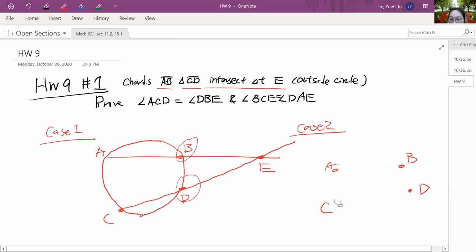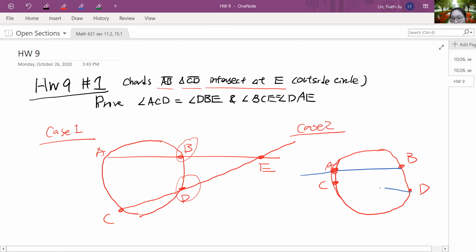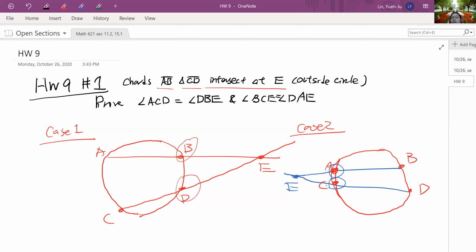But this time, let me make it better, sorry. So you can make it A, B, D, C, right? Then in this case, they're going to intersect on the left-hand side, on the same side as A and C, right? So that's why you should consider these two cases. Either you fix the position of A, B, C, D, or A, B, D, C, it doesn't matter, and then you consider whether they intersect on the right-hand side or the left-hand side.